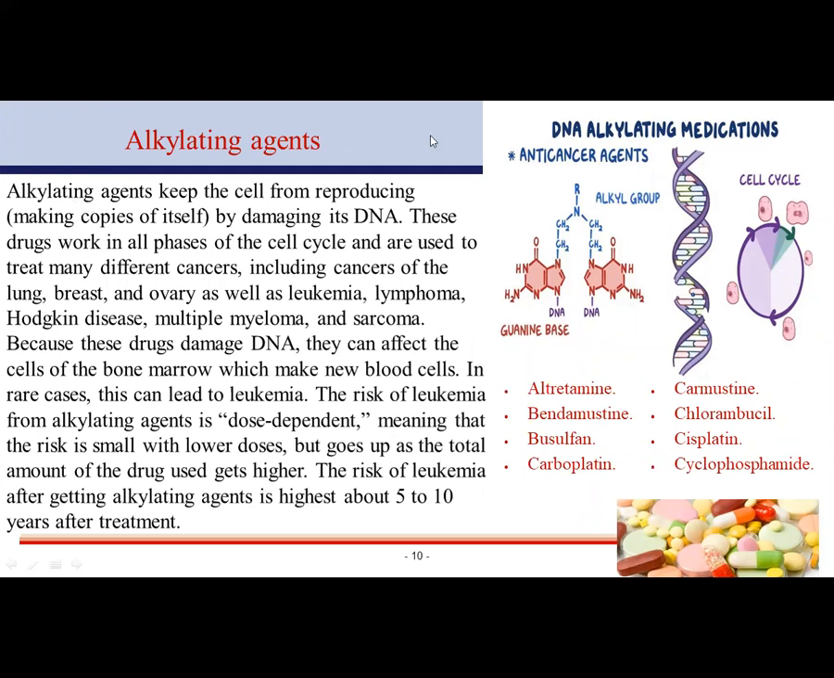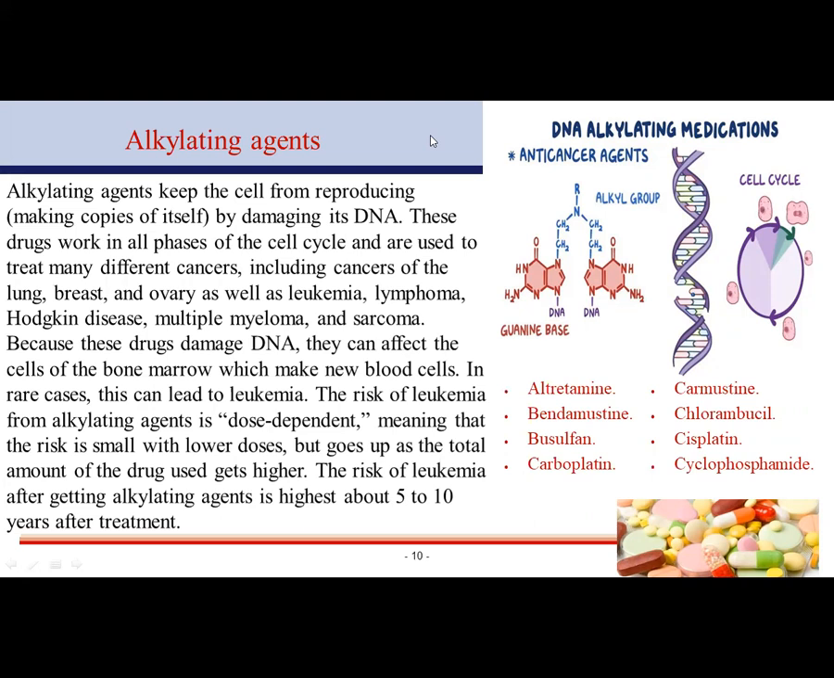Alkylating agents keep the cell from reproducing, making copies of itself, by damaging its DNA. These drugs work in all phases of the cell cycle and are used to treat many different cancers, including cancers of the lung, breast, and ovary, as well as leukemia, lymphoma, Hodgkin disease, multiple myeloma, and sarcoma.